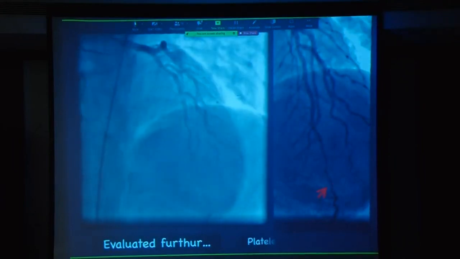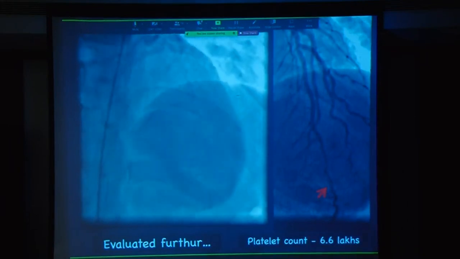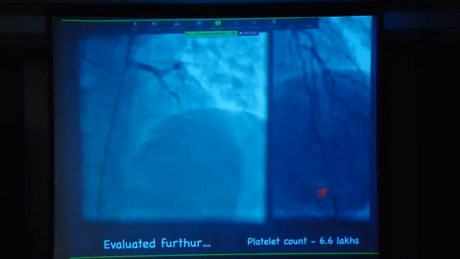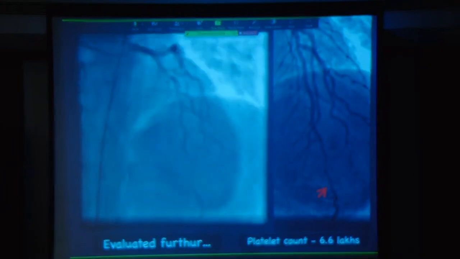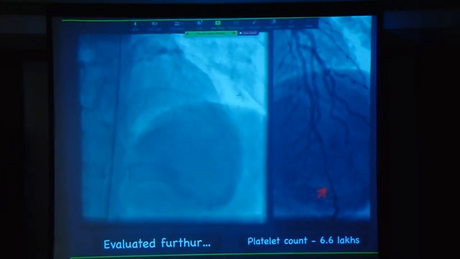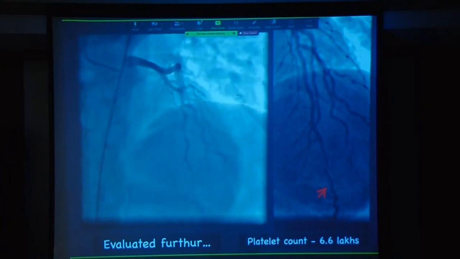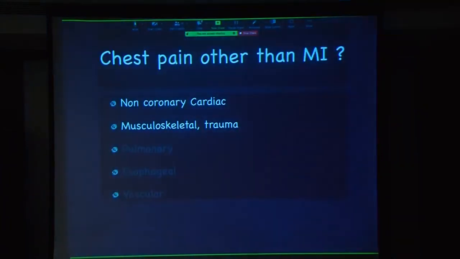So he was further evaluated and we made out that his platelet count was 6.6 lakhs, and this platelet count was the reason why he had thrombosis of all these vessels. Presently he is under the treatment of Dr. Unni. He is doing well for the last 4 years.